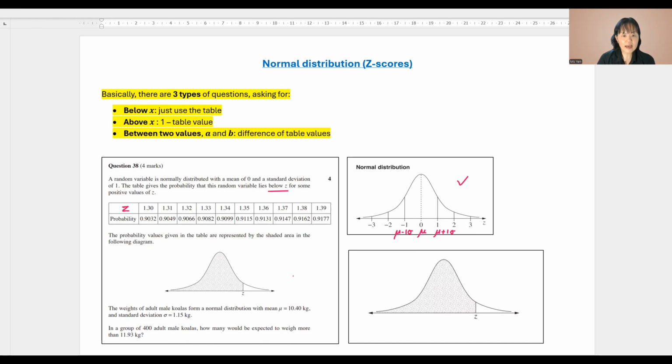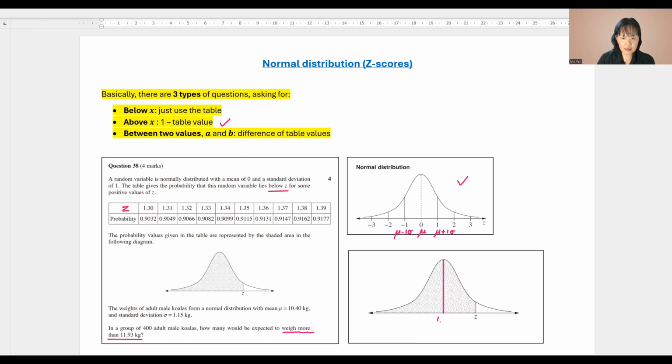The weights of adult male koalas form a normal distribution with mean mu equals 10.40 kilograms and standard deviation sigma equals 1.15 kilograms. In a group of 400 adult male koalas, how many would be expected to weigh more than 11.93 kilograms? So we're looking at the question, this one. So it's more than 11.93 kilograms. I'm going to use this bell curve here.